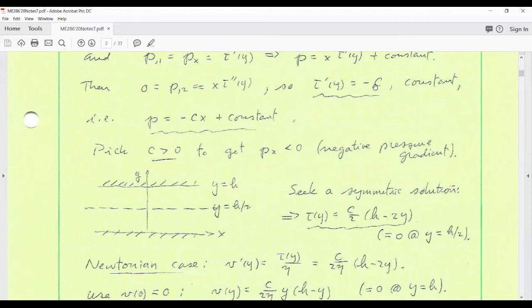Here's the only equation we have to solve for the stress, this one, the simple one. Tau prime y is minus c, a constant. That means tau is a linear function of y. Let's arrange it so that it vanishes at this center line, the center plane where y equals h over 2. So when y is 0, then you'll have a positive shear stress down here. And when y is h, you'll have a negative shear stress at the top and a linear variation in between. So this is an equilibrium stress distribution.